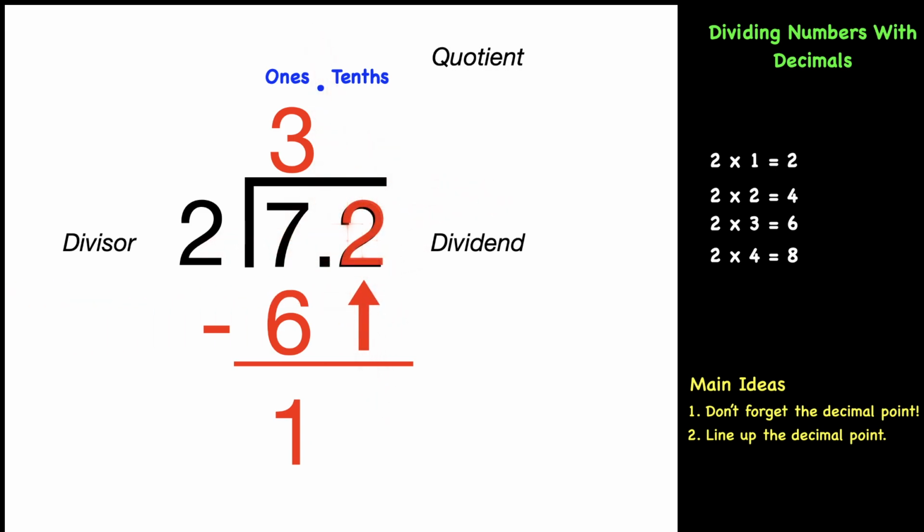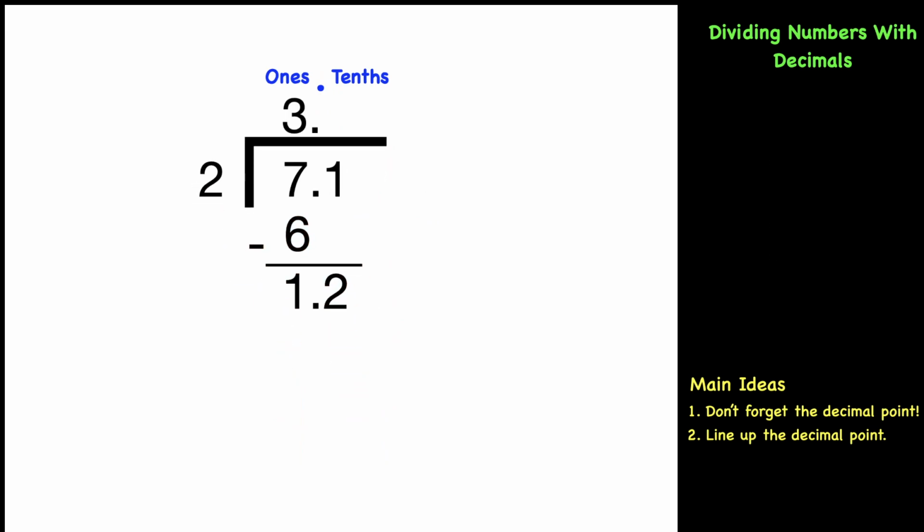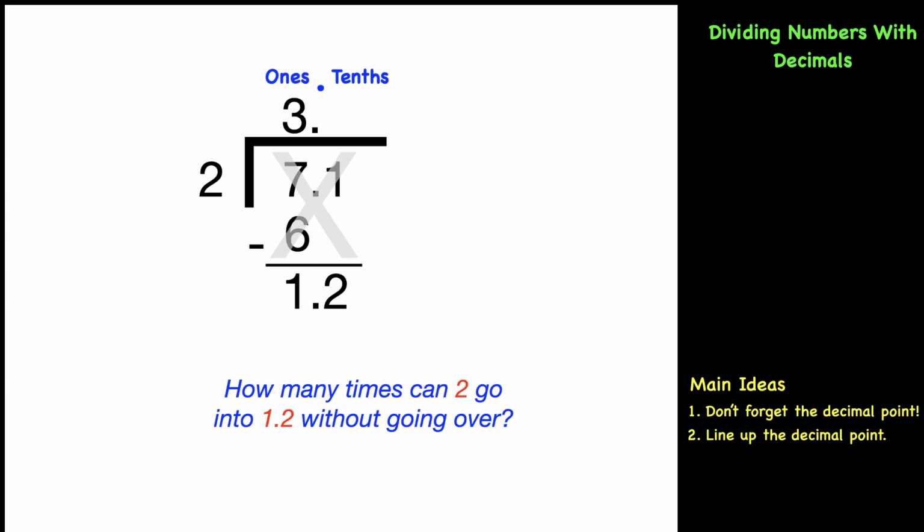Next, we're going to have to bring down that 2. All right, and that'll give us 12. We'll pop that decimal point in the top back there again. And now we are done with that part. We'll put an X over that. And now ask yourself, how many times can 2 go into 1 and 2/10 without going over?